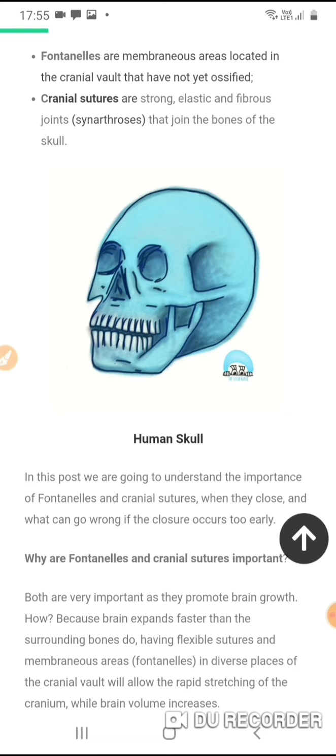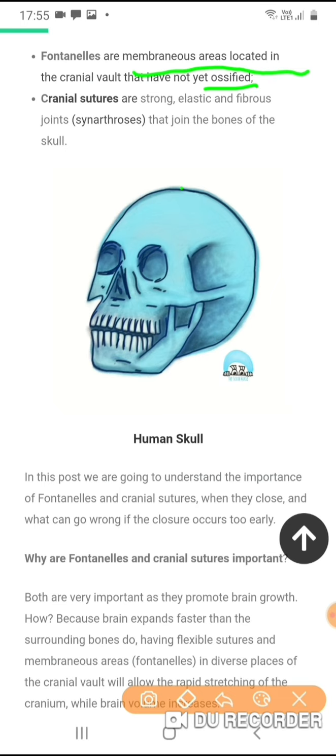Fontanels are basically a membranous area located in the cranial vault that has not yet ossified. It means there are certain areas that are not ossified initially. And cranial sutures are strong, elastic, and fibrous joints that join the bones of the skull.